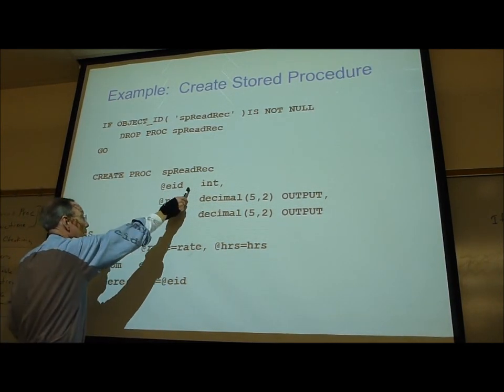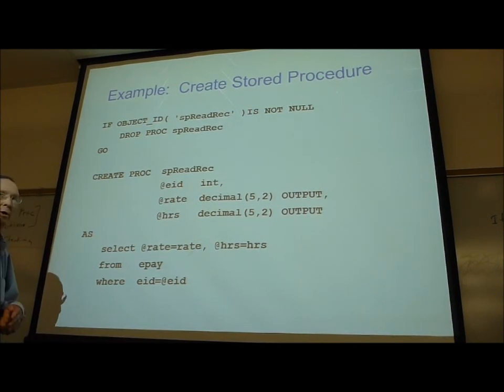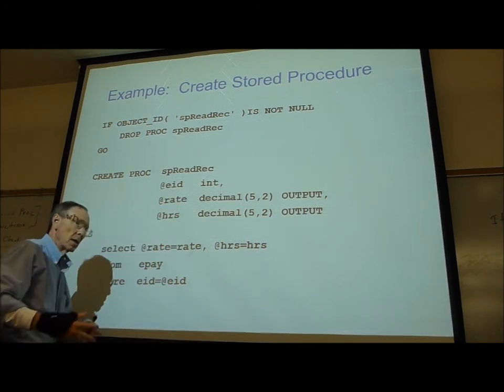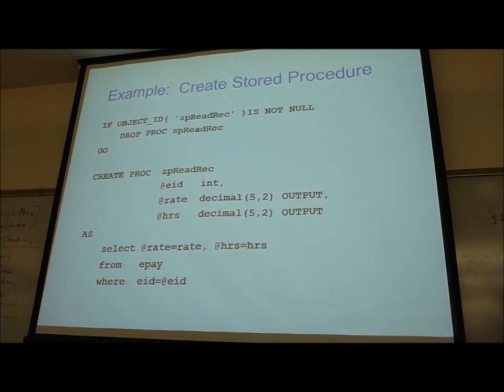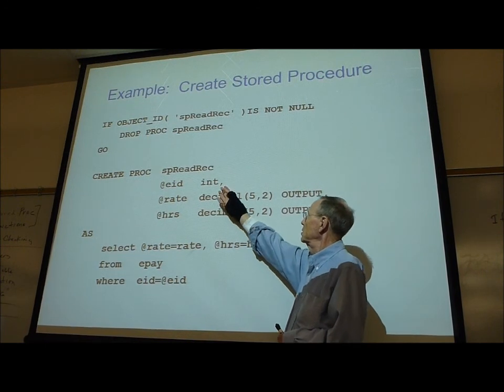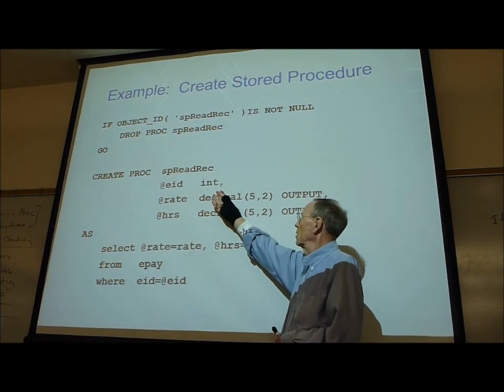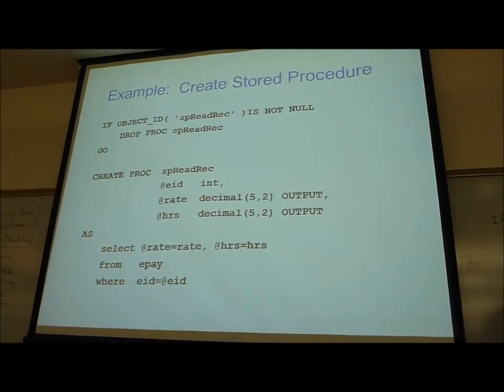Usually I put my input variables first. In this case, I've got one input variable and two output variables. So I'll read a record, indicate what record I'm reading, and then return to me the rate and the hours I'm going to use. I return those through output variables. What you want to do on these is match the data types that you have in your database, in your table. You want to get an exact match.